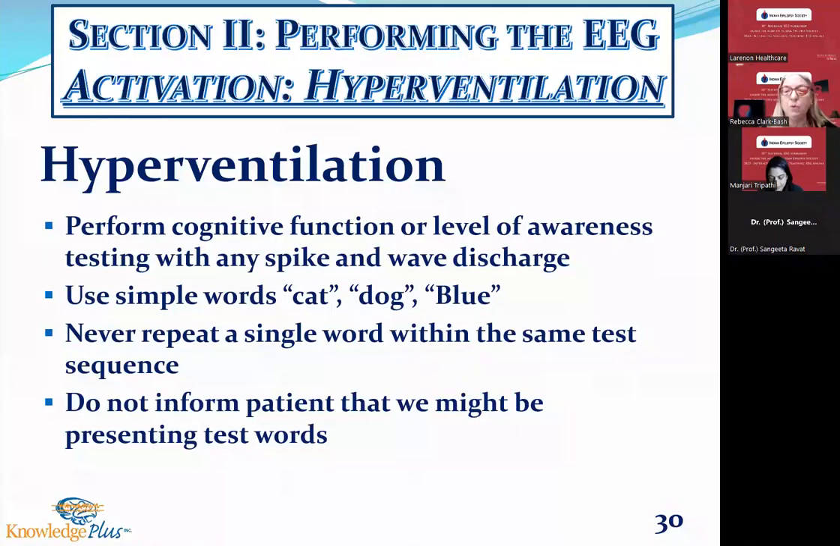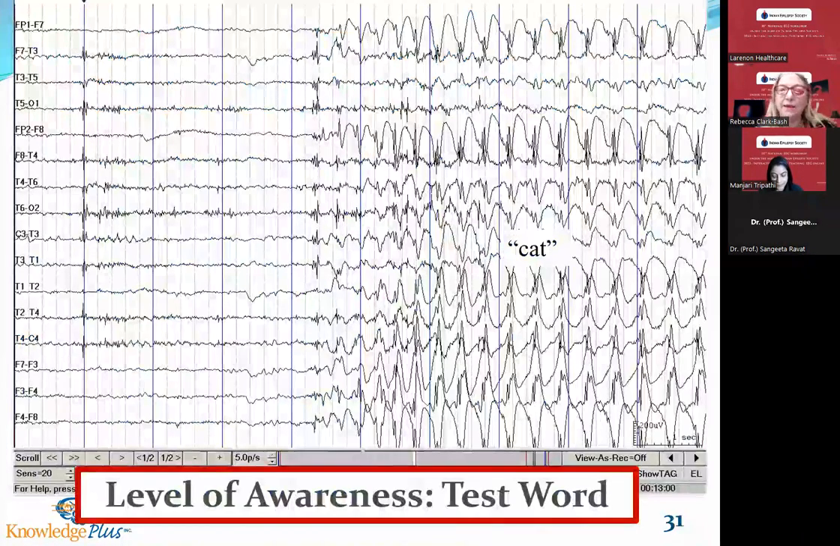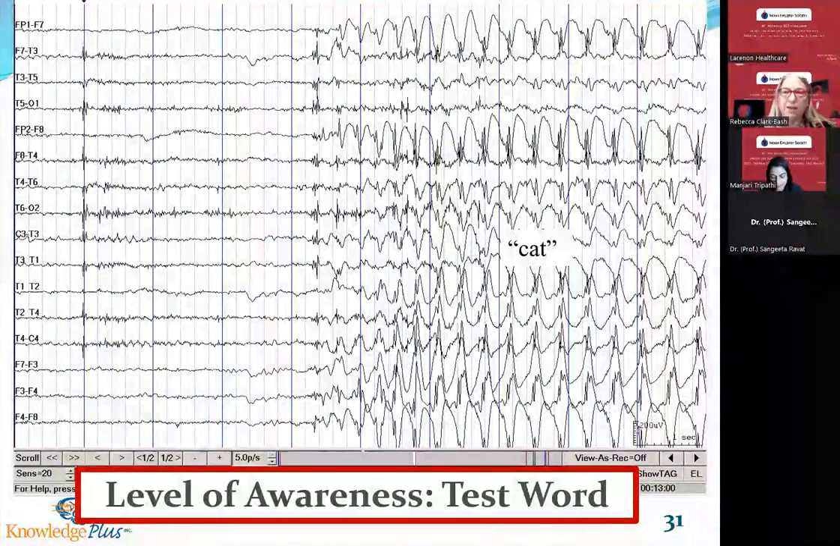I don't repeat a single word within the same test sequence, meaning I don't say cat, cat, cat, because they might catch it coming out of an episode. So I try to use a new word for each episode. And I don't inform the patient that we might be presenting test words. So I don't say, I might say cat, I might say dog. I say an unexpected word that makes no sense to the patient. So they go, well, yeah, you said cat. And again, I can't stress enough, all of that is documented for the reader.